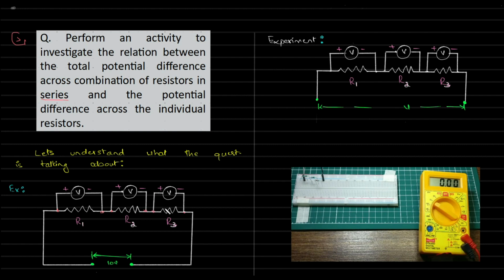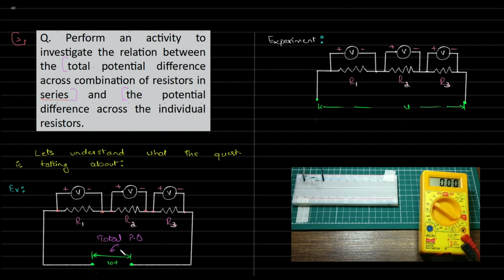Okay, the sum of each of these will be equal to the voltage across the ends. Ends is this. Again, read the question and try to understand. The total potential difference across a combination of resistors means this. This is the total potential difference across a combination of resistors, which are in series, as you can see, right? And these are the potential differences across individual resistors.